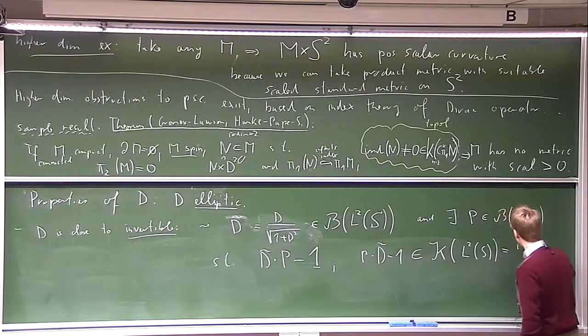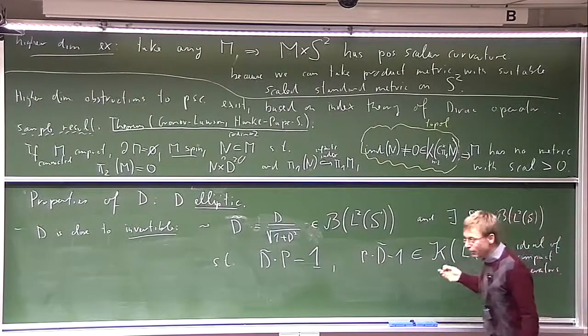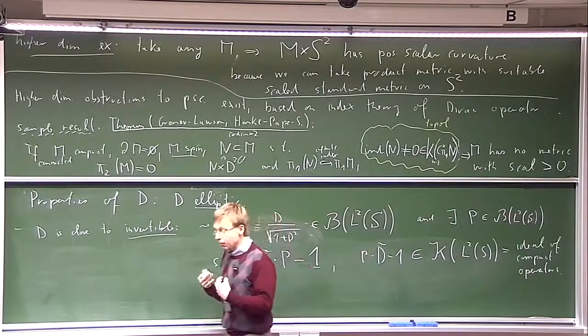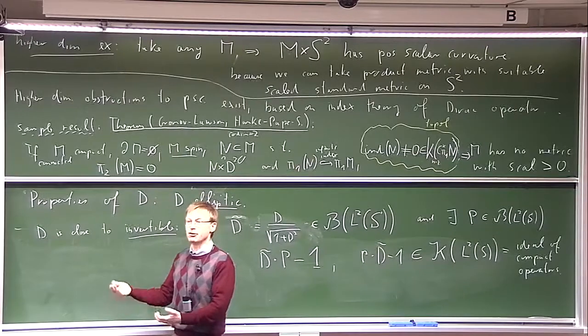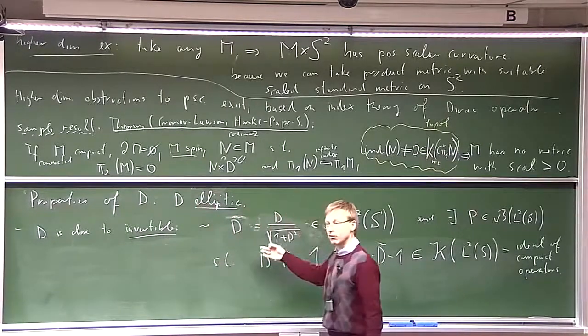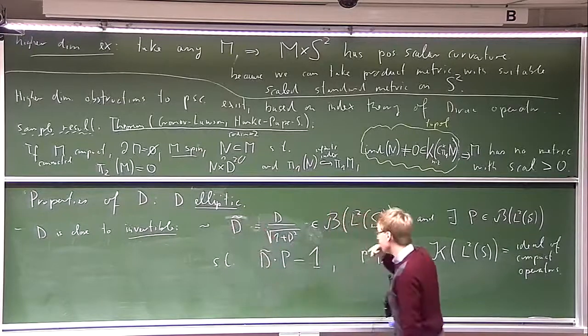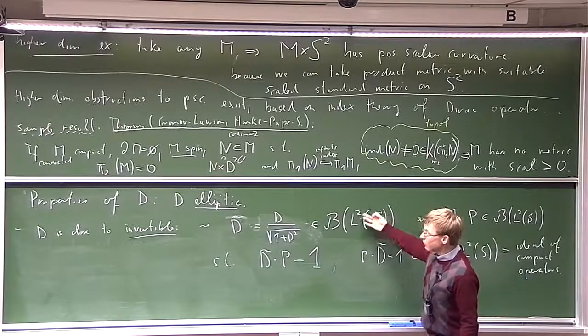The ideal of compact operators. And just as a reminder, the compact operators are the closure of the operators which have a finite dimensional image. So having finite dimensional image is, of course, very close to being 0. In this sense, this difference is very small. It's close to being 0. Okay, that is what ellipticity gives you.